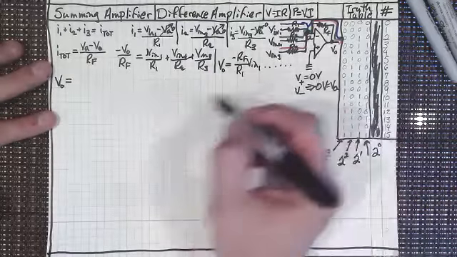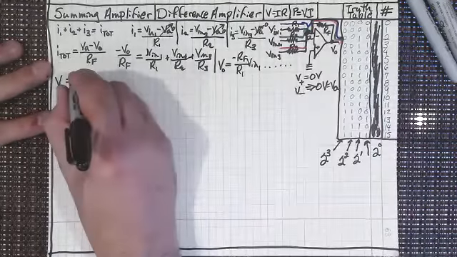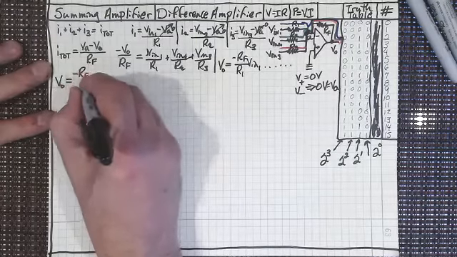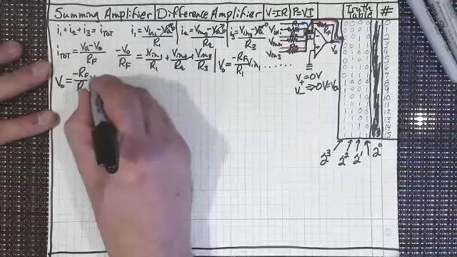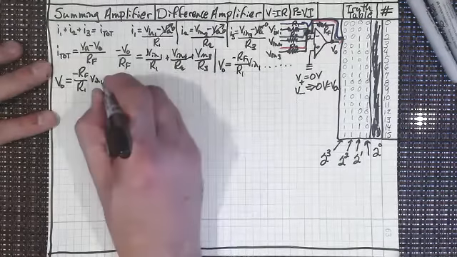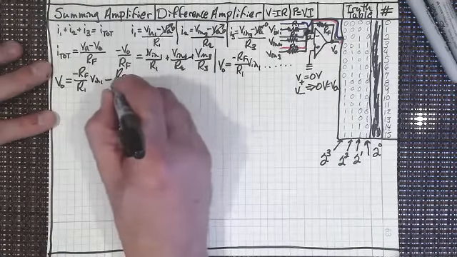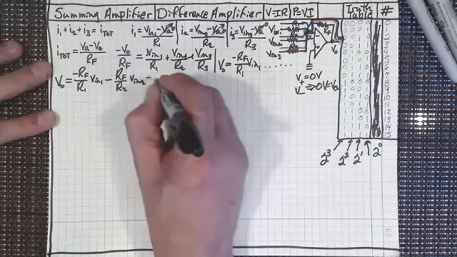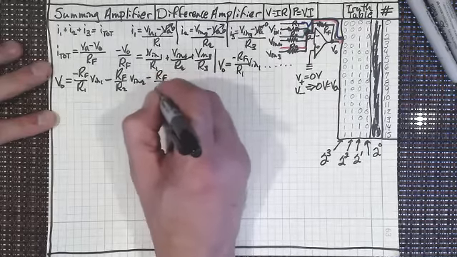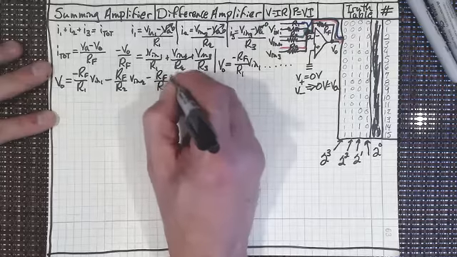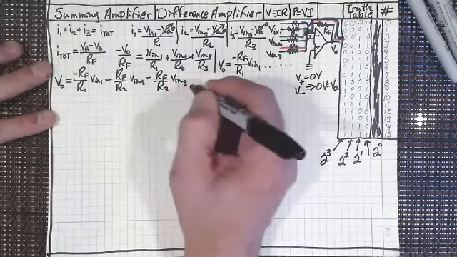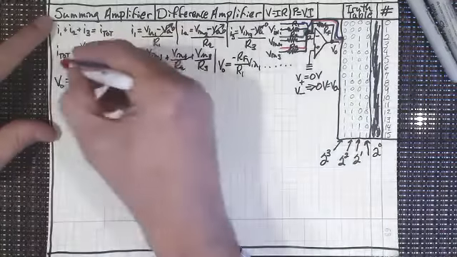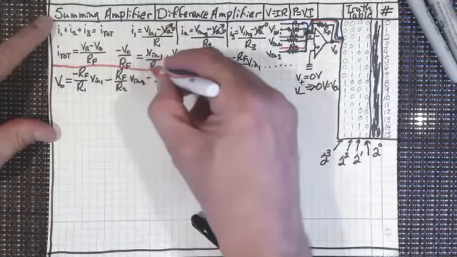I'm not even going to throw the negative outside. Minus R sub F over R1 times V in 1, minus R sub F over R2 times V in 2, minus R sub F over R3 times V in 3. I'm going to circle that in red. Does everyone see how that all algebraically worked out?